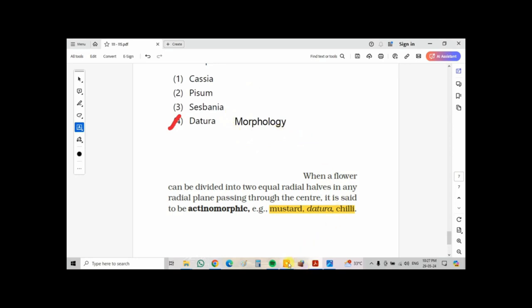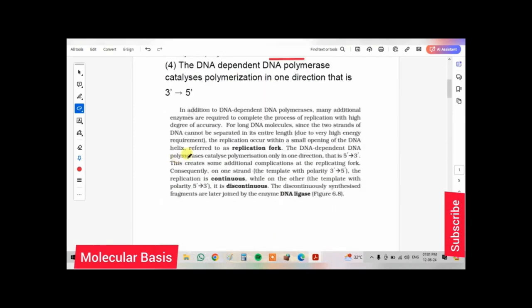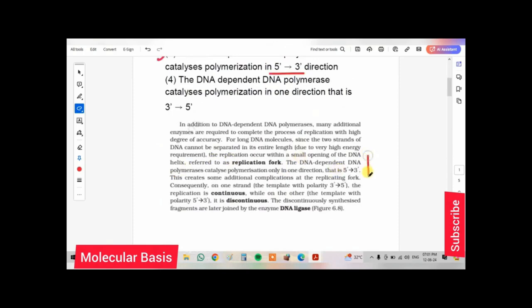Thank you. Which of the following statements is correct regarding the process of replication in E. coli? Option 3 is the answer. The DNA dependent DNA polymerase catalyzes the polymerization in 5' to 3' direction. The process of replication in E. coli is in direction of 5 prime to 3 prime. You can see the NCERT lines topic from the chapter known as molecular basis of inheritance. Thank you.